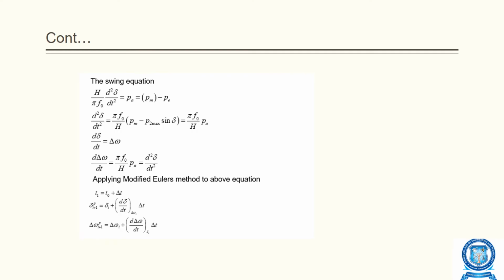And d del by dt is nothing but del omega. So now I am replacing it. My equation becomes d del omega by dt is equal to pi f naught by H into Pa, which is equal to d square del by dt square. Applying the modified Euler method to the above equation, t1 is equal to t0 plus del t. So del i plus 1 is equal to del i plus d del by dt into del t. So del omega i plus 1 is equal to del omega i plus d del omega by dt into del t.